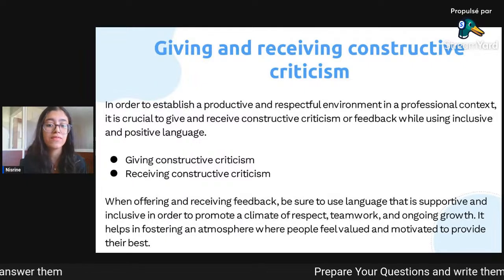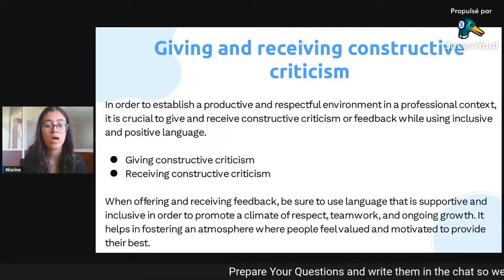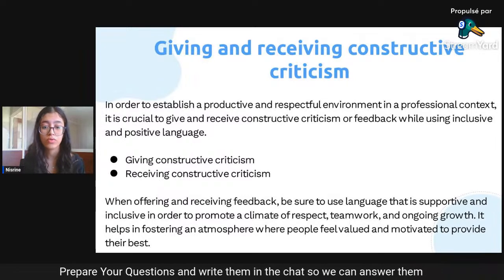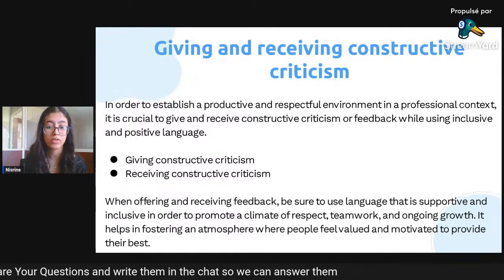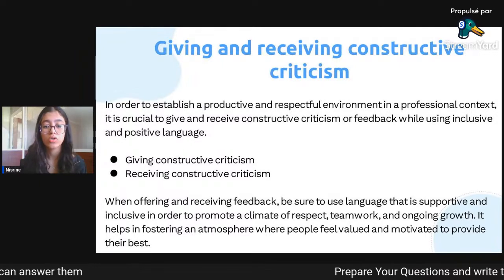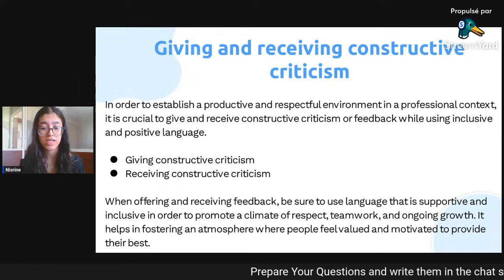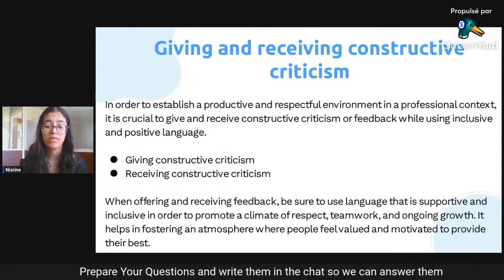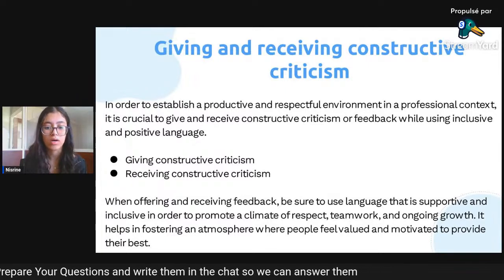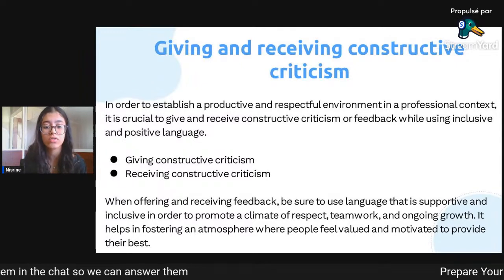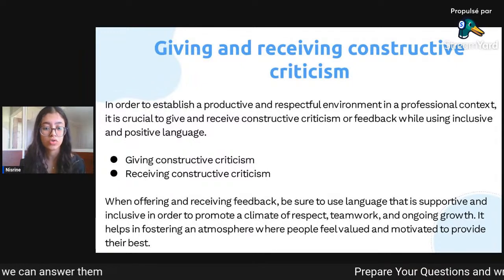When it comes to receiving constructive criticism, stay open-minded. Always approach feedback with an open mind, and be willing to learn and grow. Remember that feedback is an opportunity for improvement. Also, ask for clarification. If the feedback is unclear, for example, or vague, and you didn't really get it 100%, then ask for specific examples or suggestions to better understand the issue.